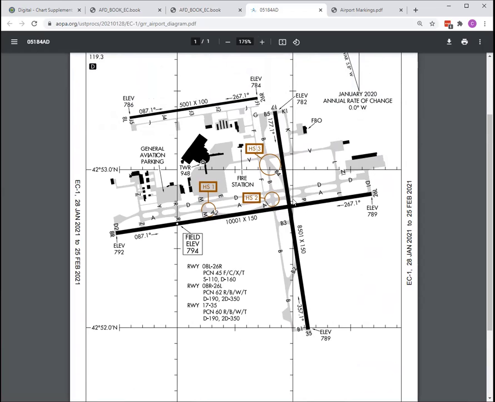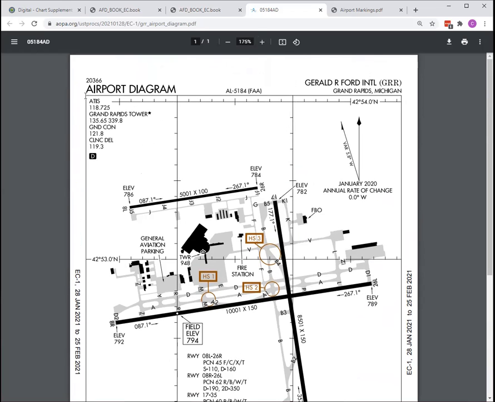So I'm just going to take it from the top here. This is an airport diagram. This is for Gerald R. Ford International Airport, GRR, in Grand Rapids, Michigan. It tells us the frequencies that we need to know. So this is pretty handy. Instead of looking for the chart supplement, you just have this out while you're taxiing, and it gives you all the frequencies you need to know. So you have your ATIS, which is your weather. You have your tower, ground, clearance.